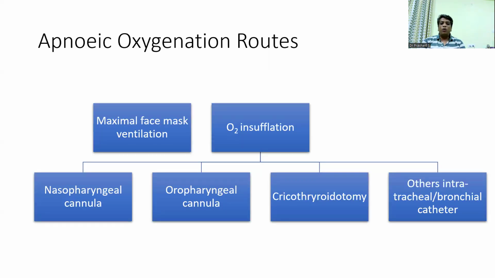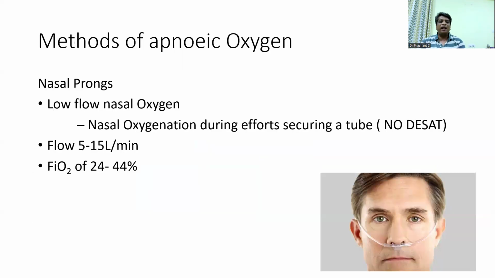There are different routes of this oxygenation, oxygen insufflation. One is the nasopharyngeal, with the help of the nasopharyngeal cannula or oropharyngeal cannula, cricothyrotomy, or some other tubes or catheters like intratracheal or bronchial catheters. We'll try to see a few of them one by one.